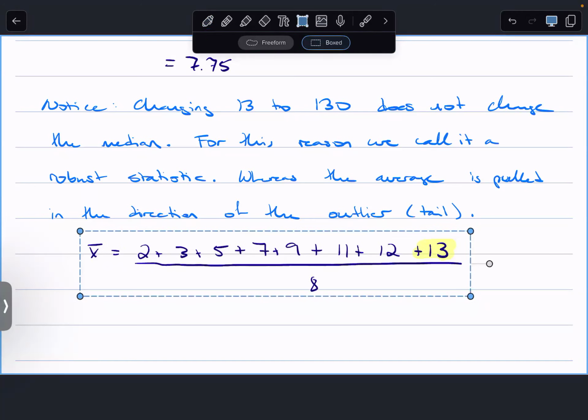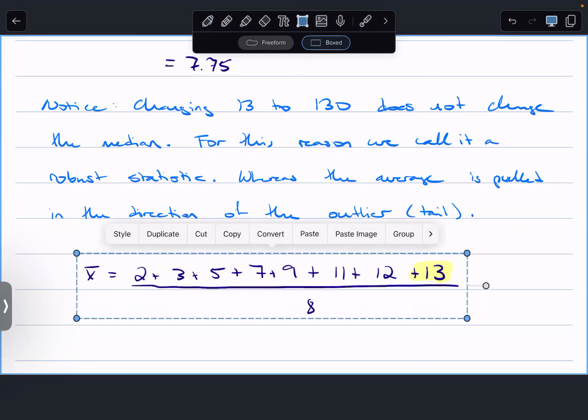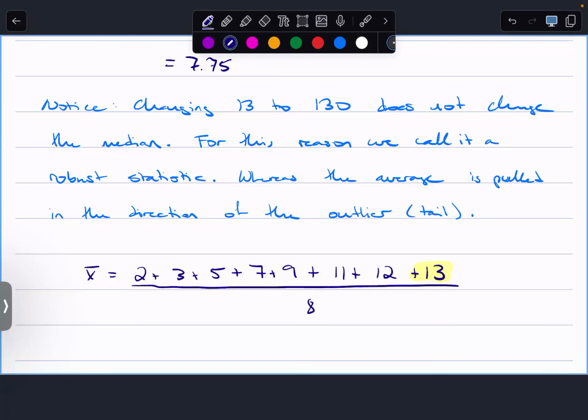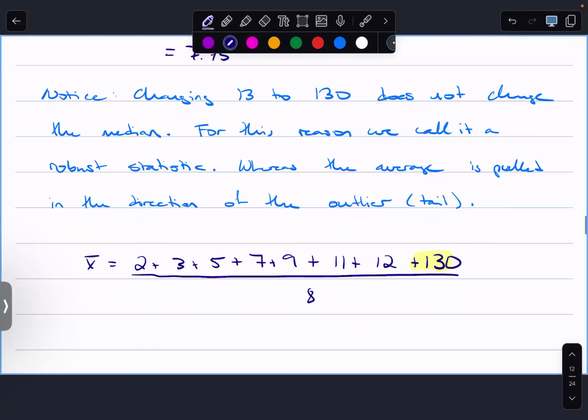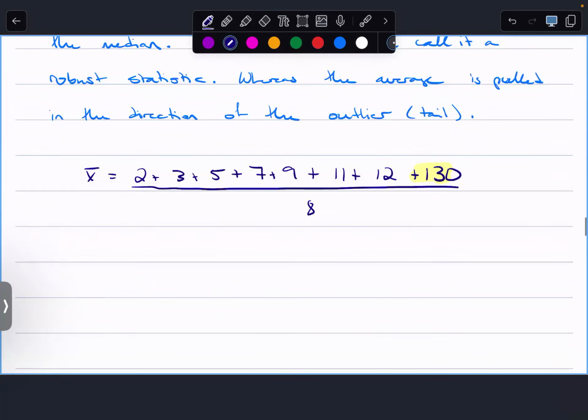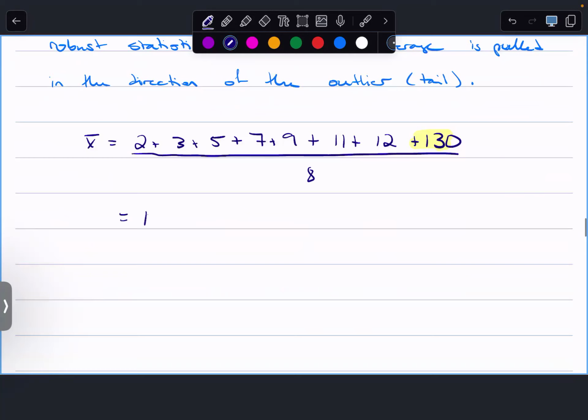So if we have 130, 30 now. I think I had 62 minus 13 plus 130. Now I have 179 divided by 8, unless I did that too quickly. 22.375.